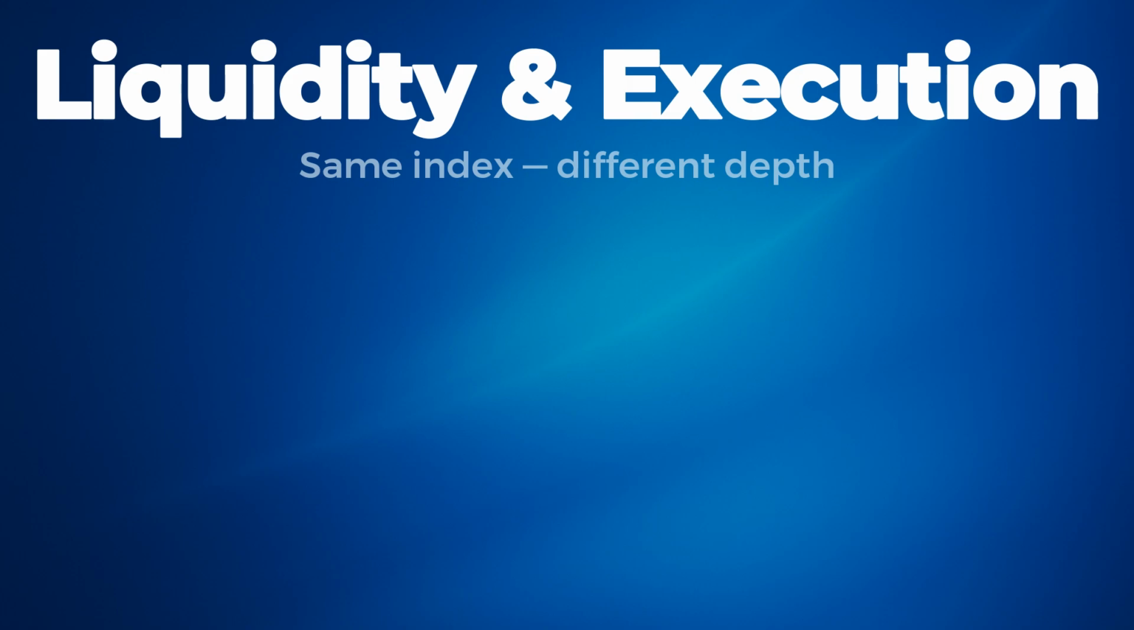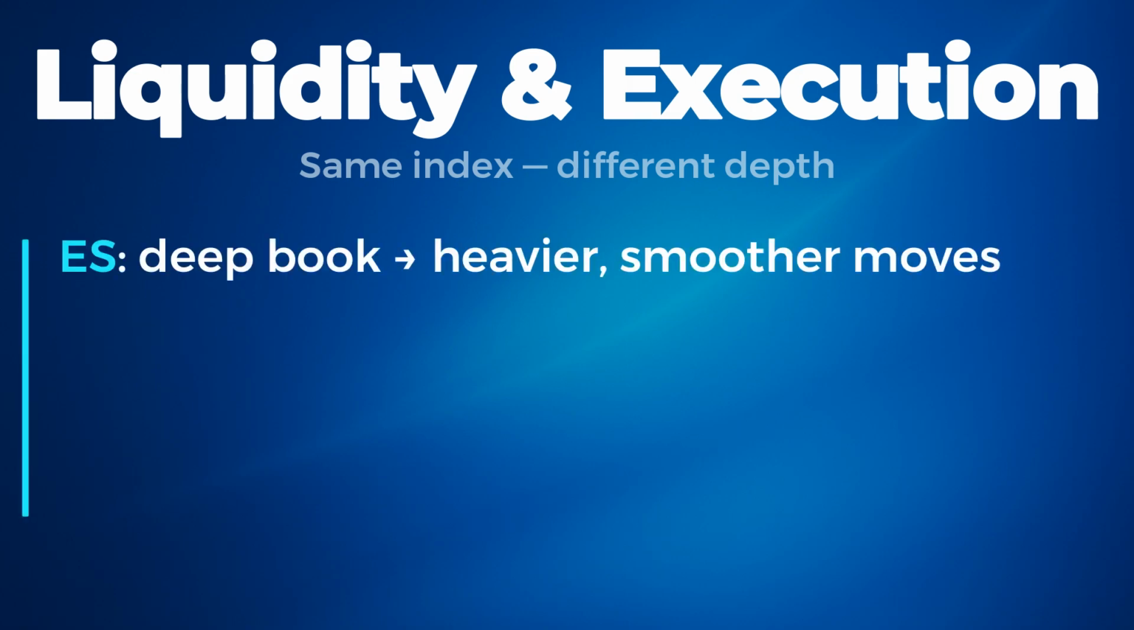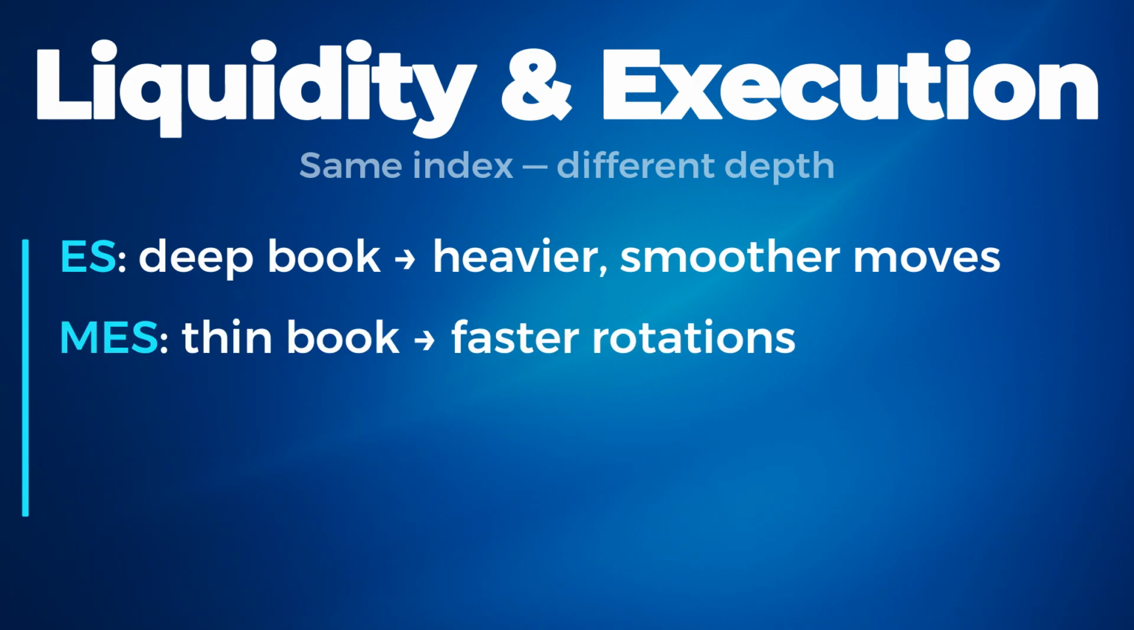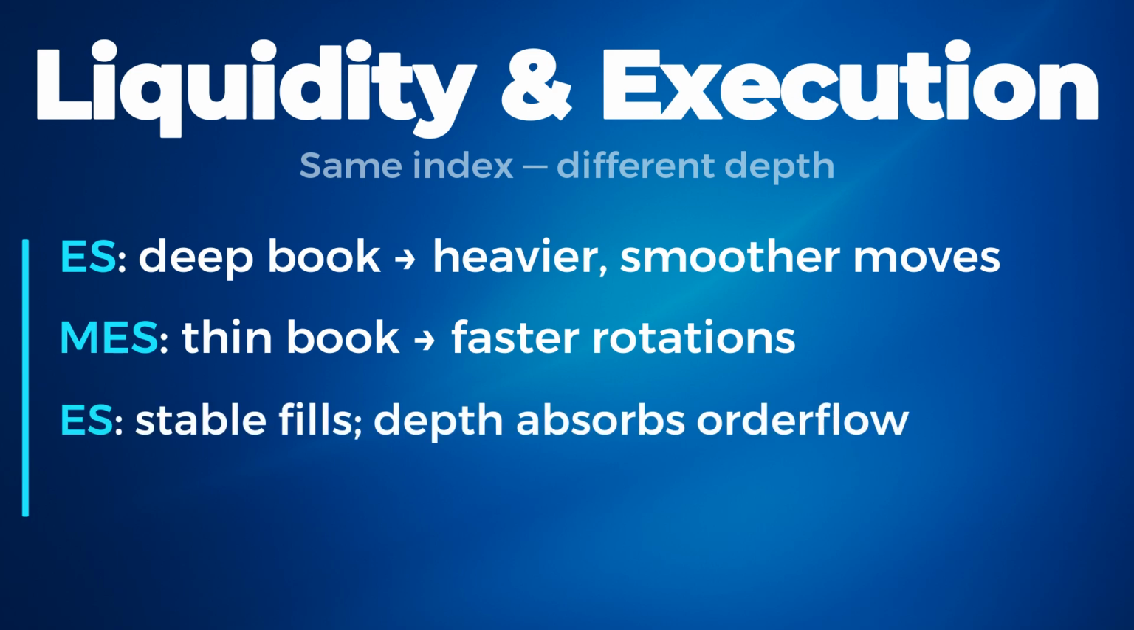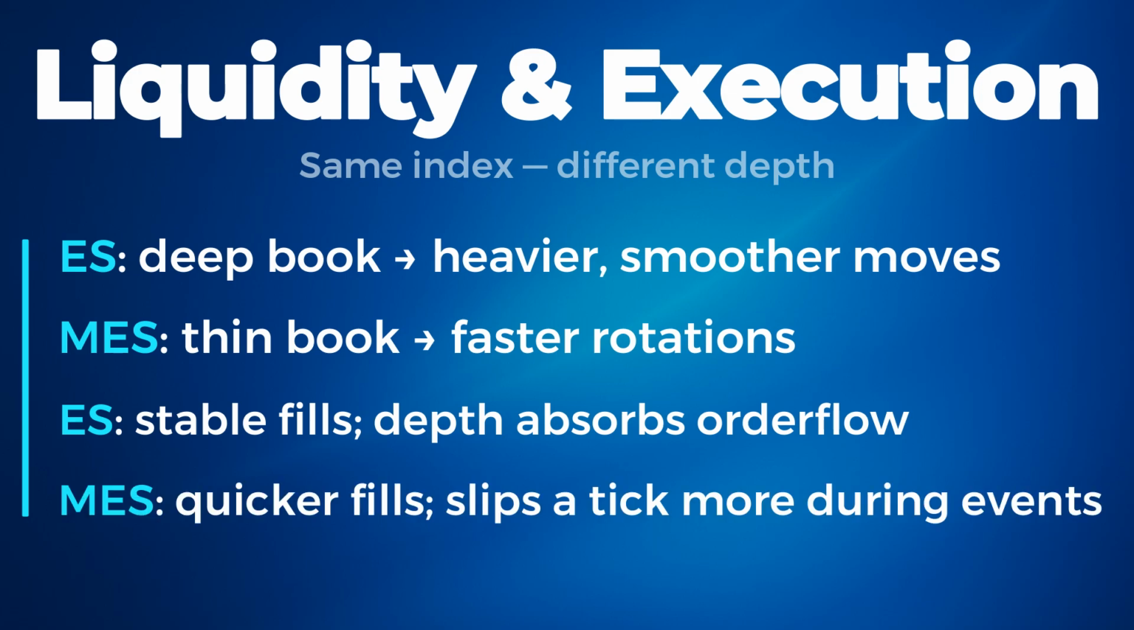ES and MES track the same index, but they behave differently because their liquidity structure is different. ES carries far deeper resting liquidity. Large orders sit at every price level, and that depth makes ES heavier and absorb volatility more smoothly. MES is thinner, the book turns over faster, orders are smaller, and the price can move a bit quicker because the liquidity is lighter. This also affects fills. Fills tend to be steady because deeper liquidity absorbs order flow. MES fills often feel quicker because the queue is smaller and the book refreshes more frequently. Same index, different liquidity, different execution feel.